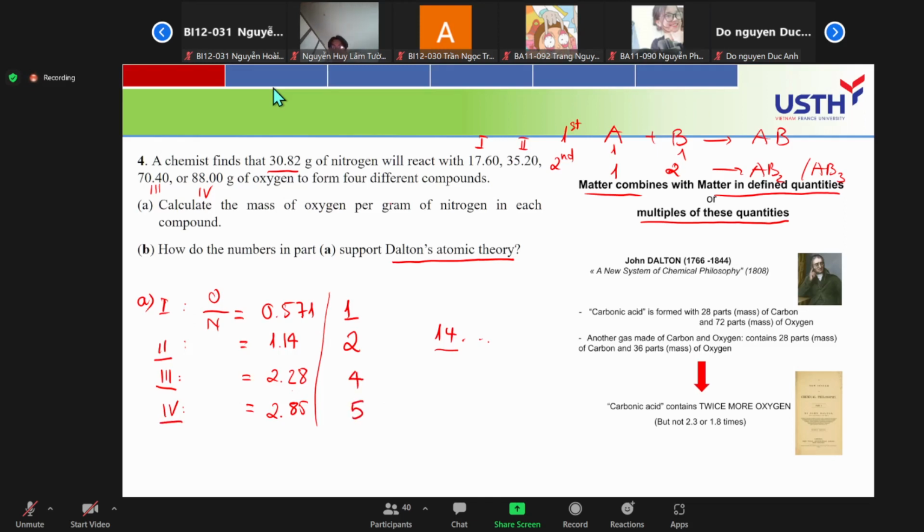Now you will see integer ratios. So they support John Dalton's theory by the ratio between the amounts of oxygen in different compounds. Okay, guys? You understand about that? Yes, teacher.